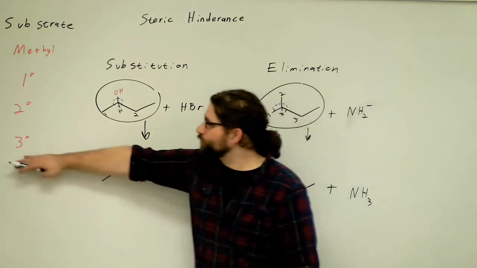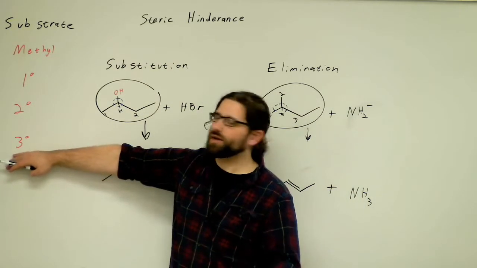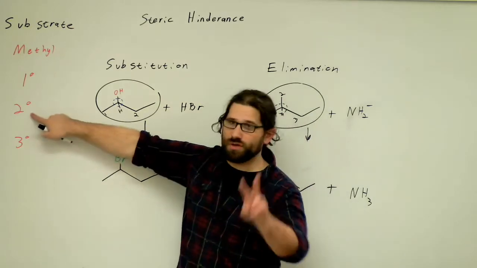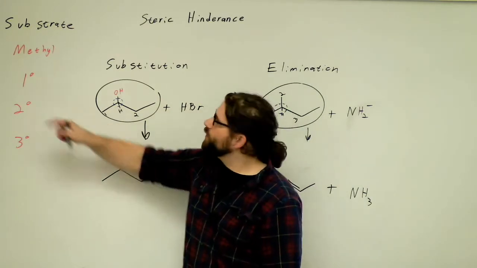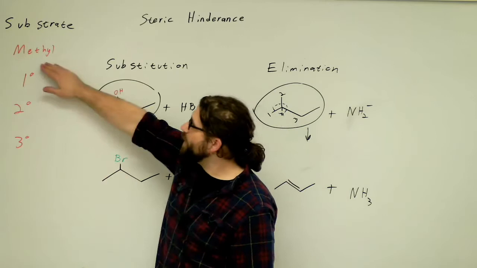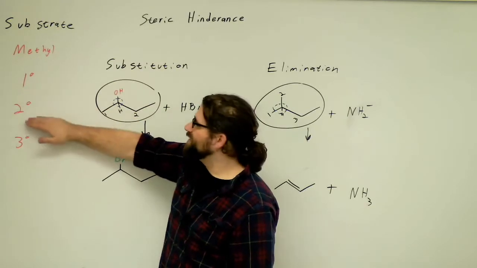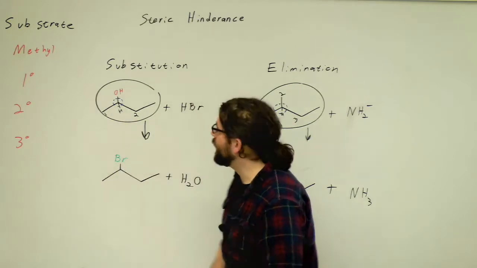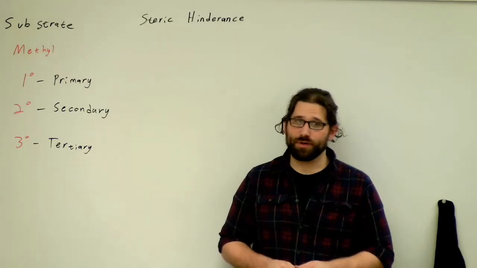This would be 3 degrees of steric hindrance. This is 1, 2. This would be 2 degrees of steric hindrance. So we call these methyl, primary, secondary, and tertiary. Let's write those down. So we've got names here.